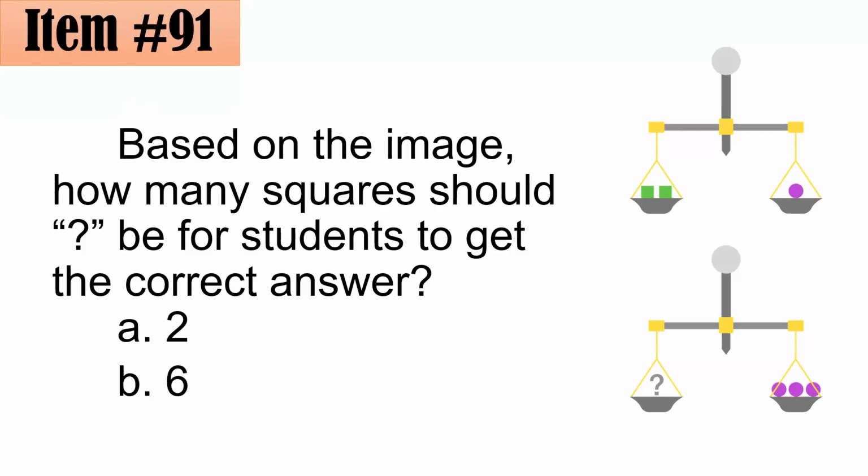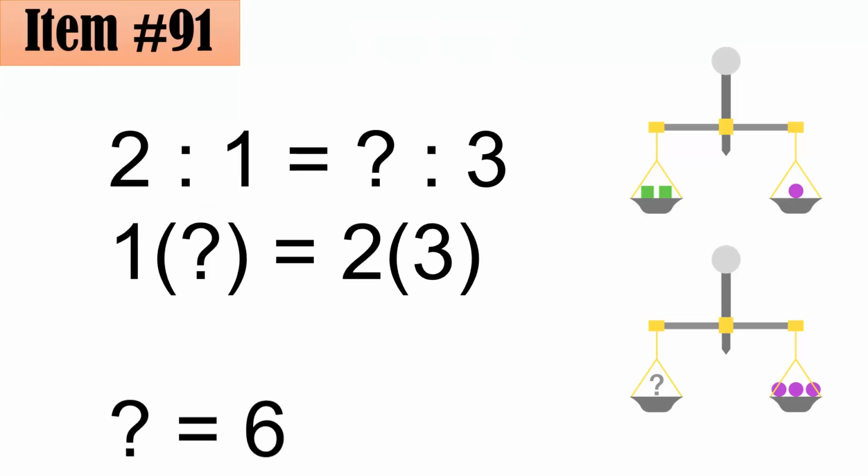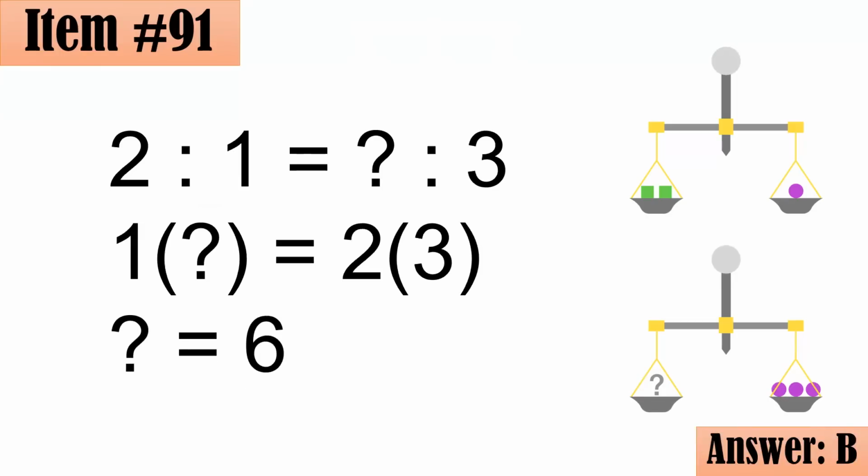And, all right. Okay. Dahil ang isang bilog po ay dalawang square, so ito, dalawang square, dalawang square, dalawang square. That's why I agree that indeed the question mark represents 6 squares. Letter B.